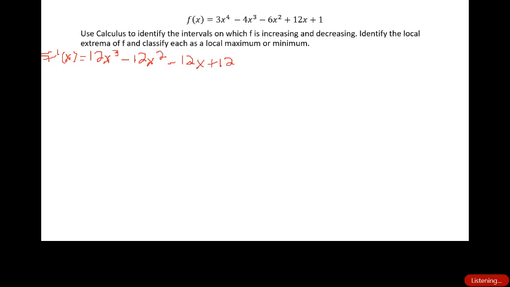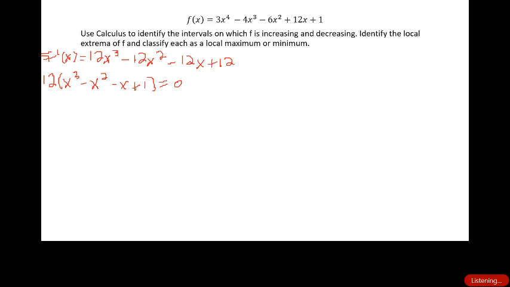And then the critical points occur where either the first derivative equals 0 or where the first derivative is undefined. So since this is a polynomial, we don't have to worry about where the derivative is undefined. All we have to worry about is where the derivative equals 0. So first thing I'm going to do is factor out a 12, make my numbers a little more manageable. So we have x cubed minus x squared minus x plus 1. We're going to set it equal to 0. And we're going to solve for x.